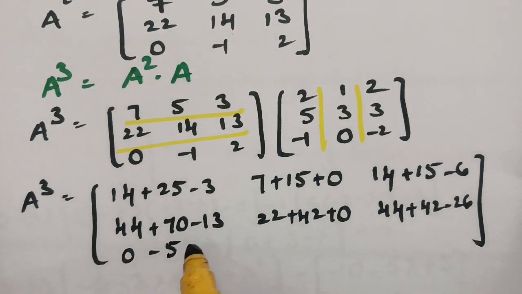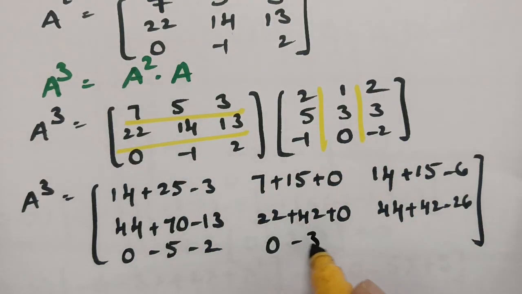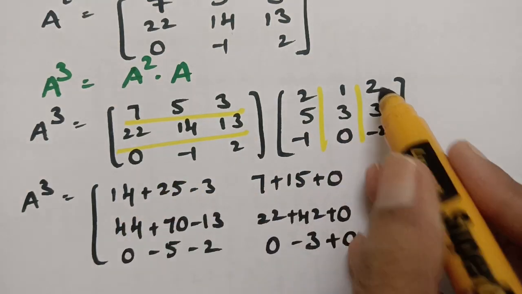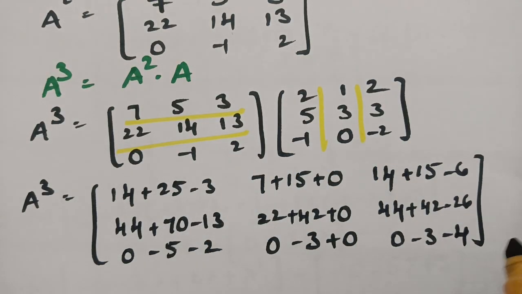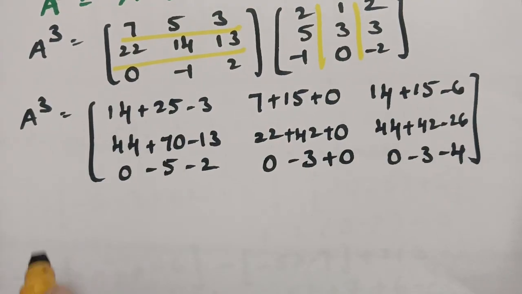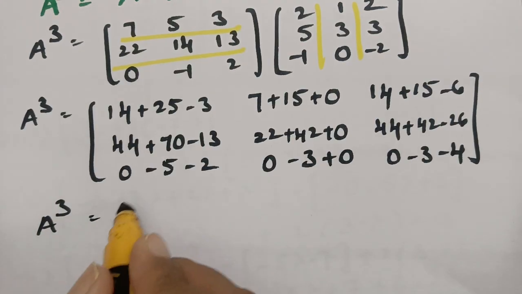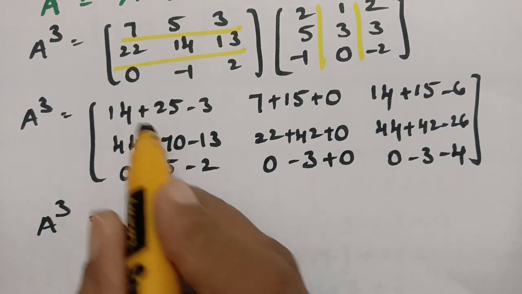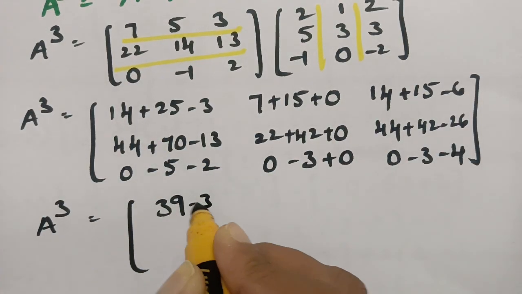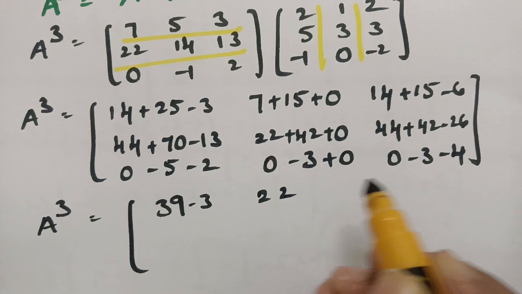This is minus 5 and this is minus 2. So this is going to become 0. This is minus 3 plus 0. So this is going to become 0, minus 3, and this is minus 4. Clear? And therefore, if I add all these, this will be 39. So here 39 minus 3, so this is going to become 22.